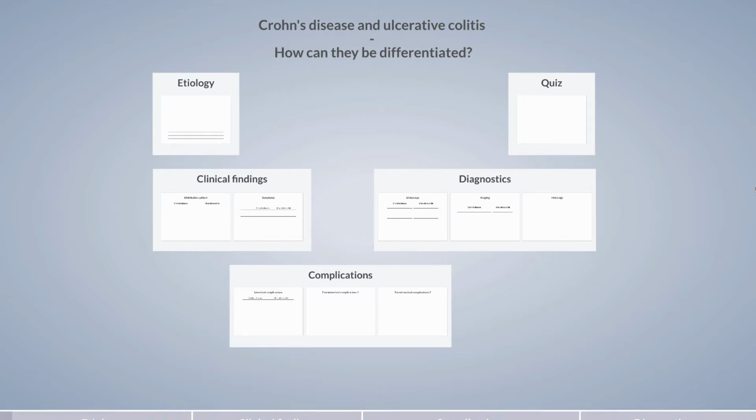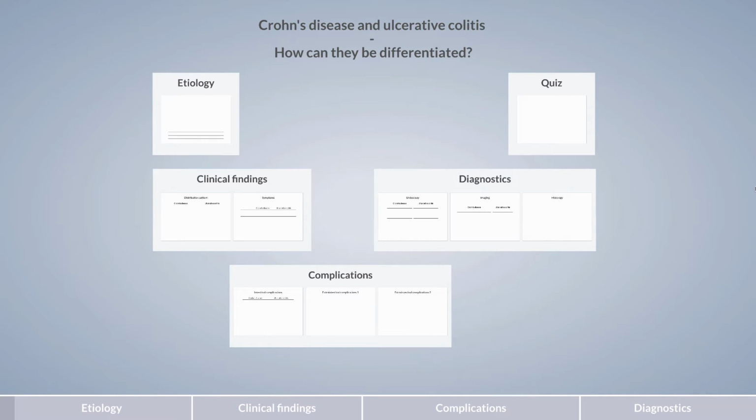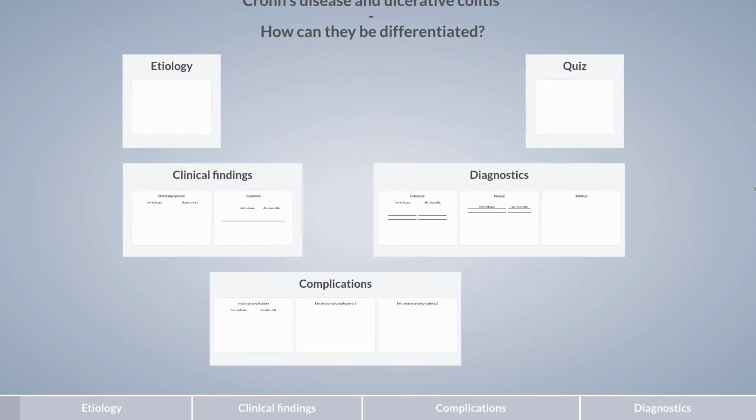Crohn's disease and ulcerative colitis, how can they be differentiated? Crohn's disease and ulcerative colitis are both chronic, inflammatory bowel diseases. In this episode, we'll discuss differences in the etiology, clinical features, and complications of both conditions.